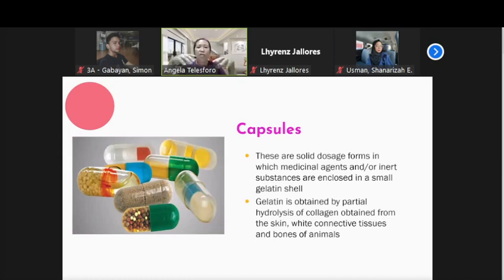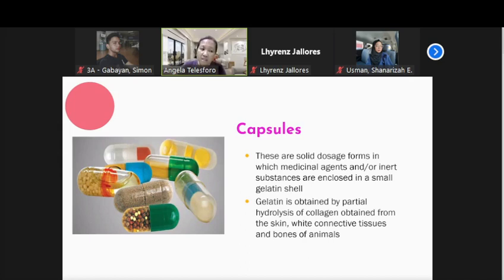So capsules are solid dosage forms in which the drug is enclosed in a gelatin shell, which we call a capsule. And it is cylinder in shape. We have not seen a capsule that is not cylinder in shape, no? So the capsule shell is made up of gelatin. And gelatin is obtained by the partial hydrolysis of collagen obtained from the skin of animals, white connective tissues and bones of animals. So collagen.